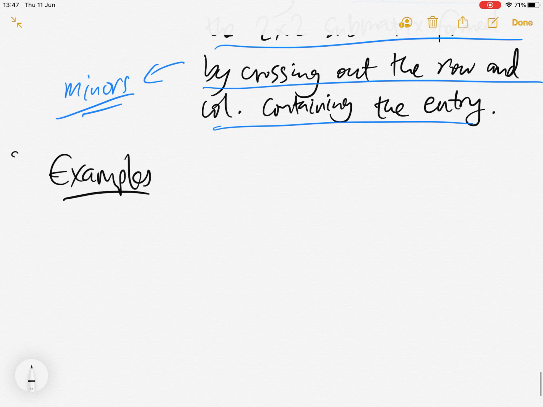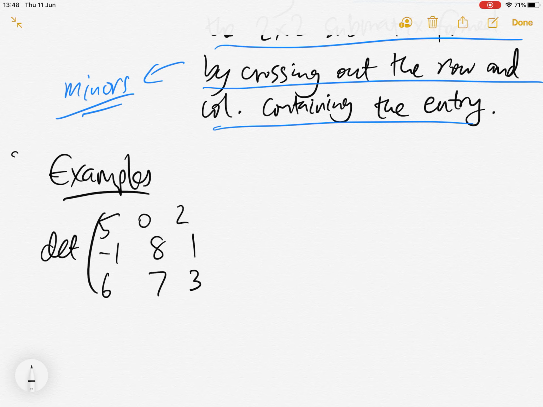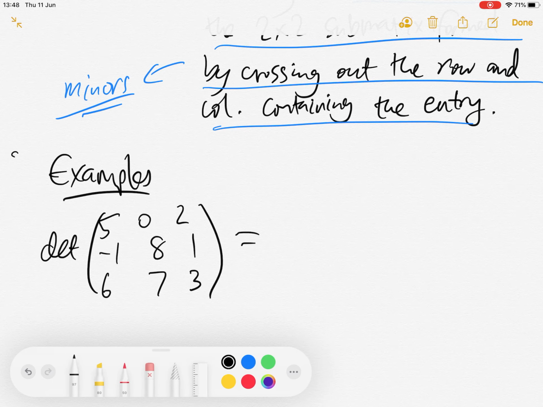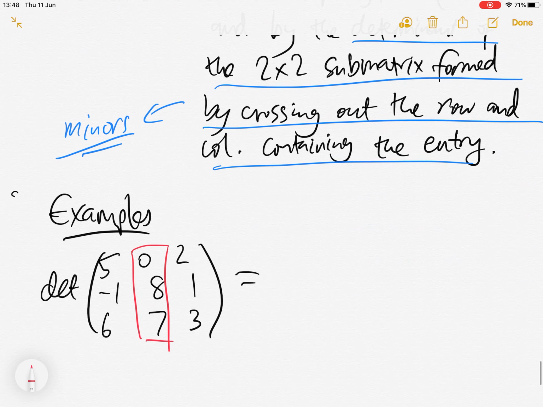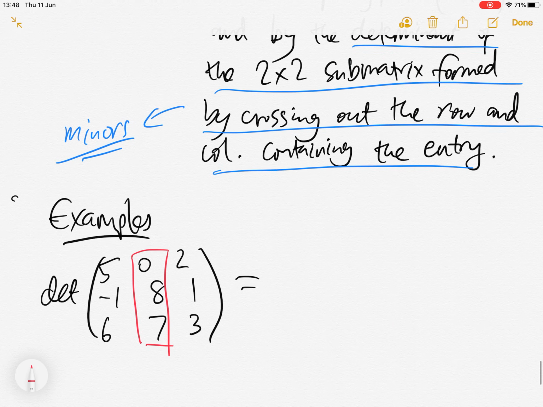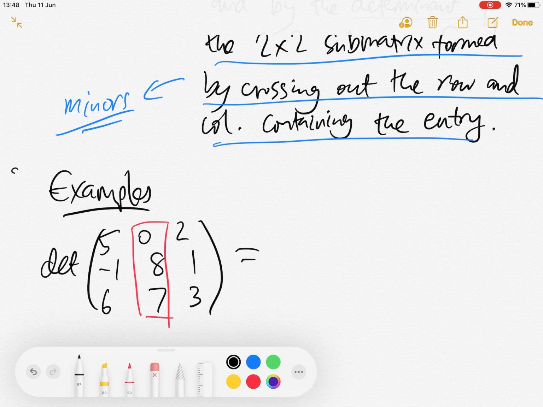Let's see some more examples. If we want to work out the determinant of the matrix 5, 0, 2, minus 1, 8, 1, 6, 7, 3, well, first of all, pick a row or column. It's always a good idea to pick a row or column containing 0 if you can. Just to see a different way, I think this example's in the book, but we'll do it differently. We'll pick the middle column. The book picks the top row.